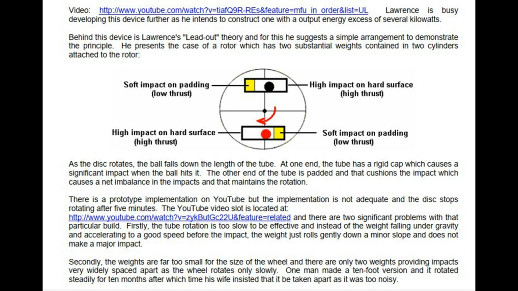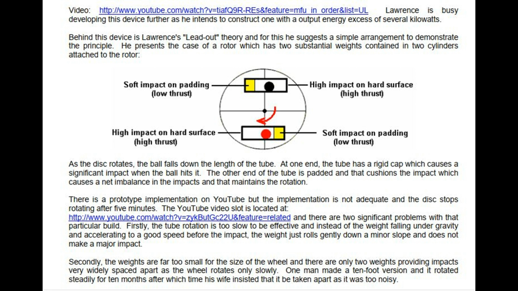Lorentz is busy developing this device further, as he intends to construct one with the output energy excess of several kilowatts. Behind this device is Lorentz's lead-out theory, and for this he suggests a simple arrangement to demonstrate the principle. He presents the case of a rotor which has two substantial weights contained in two cylinders attached to the rotor.